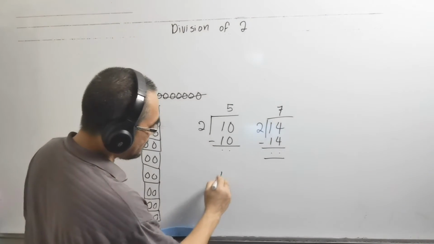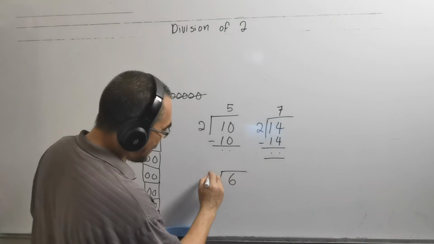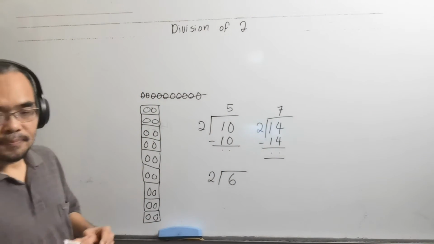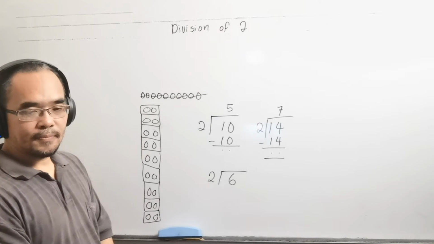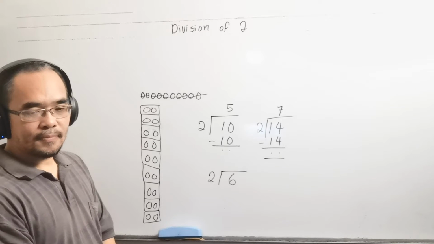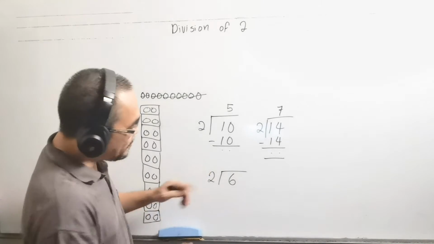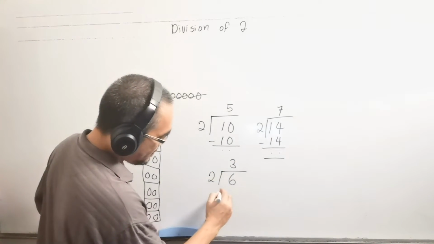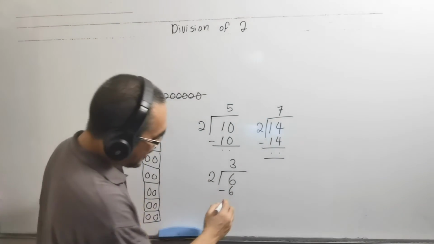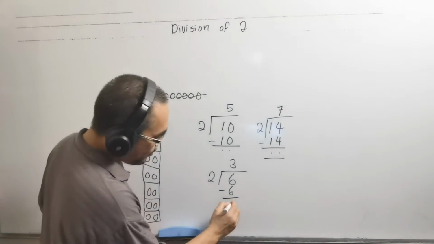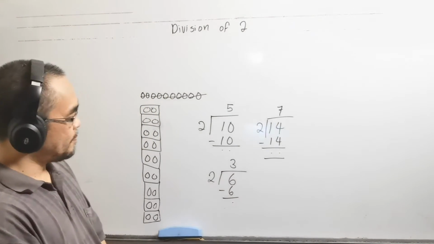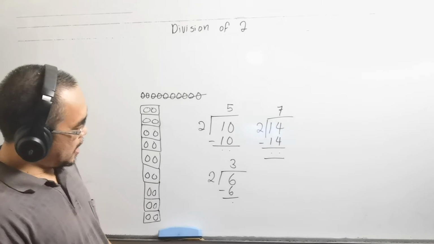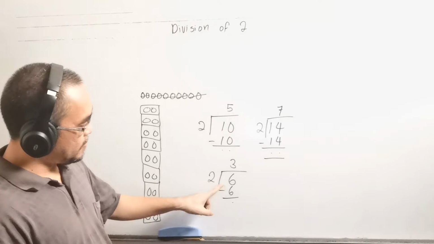Now, how about 6 divided by 2? Three. So 3 should be written on top of 6. Okay, write down and then put a dot there to indicate there's no more. 3 on top, 6 minus 6.